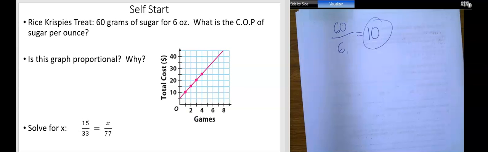Is the graph proportional? No. If you look right here, it does not go through 0, 0. To go through 0, 0, it'd have to be down here. It doesn't go through 0, it's not proportional.